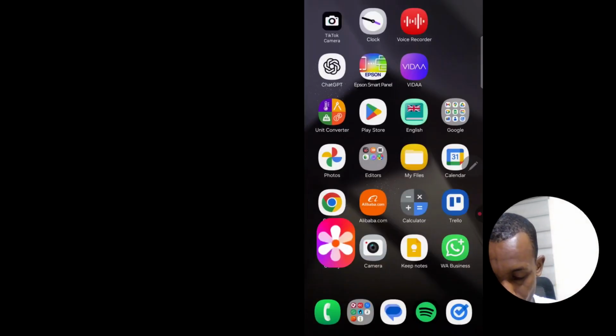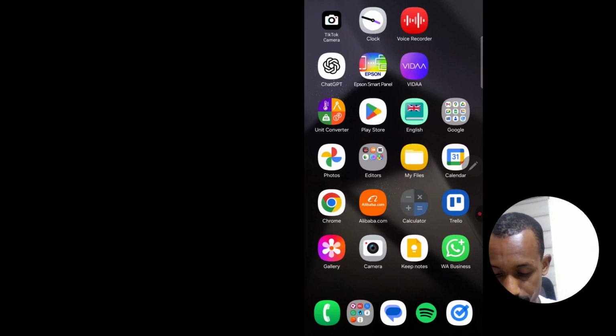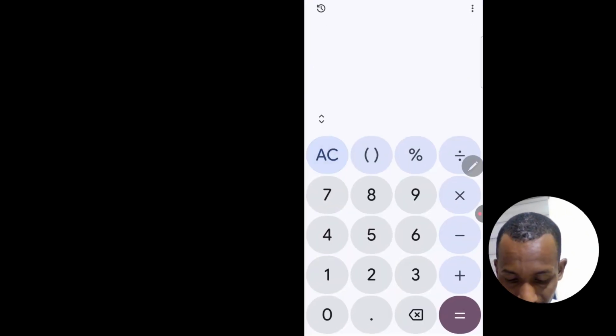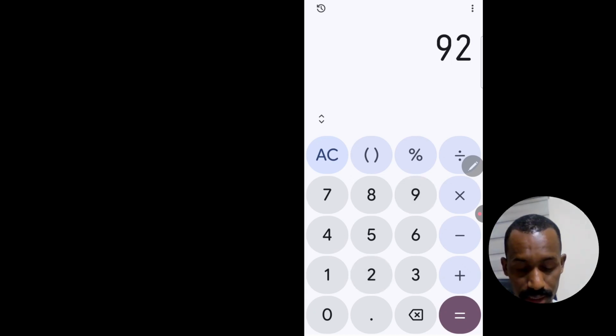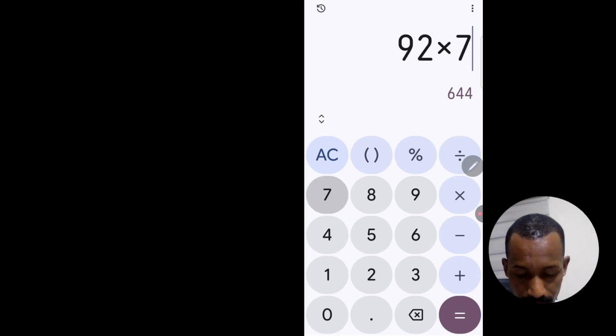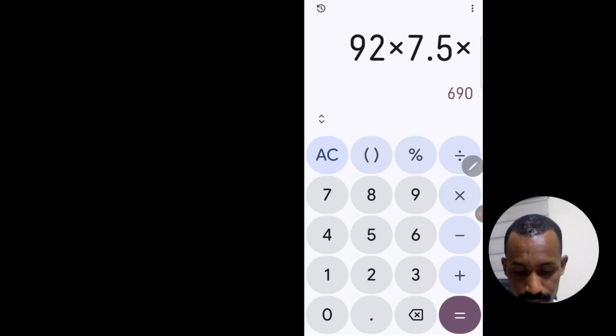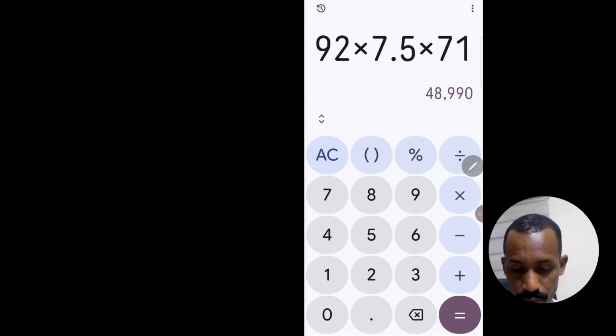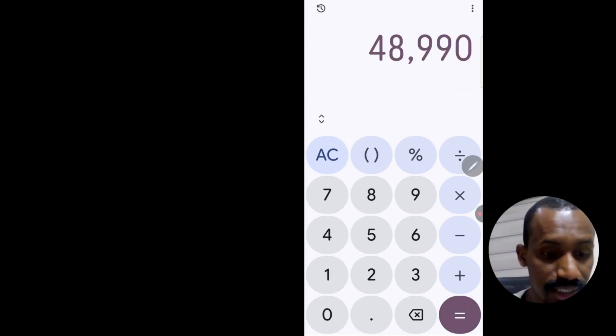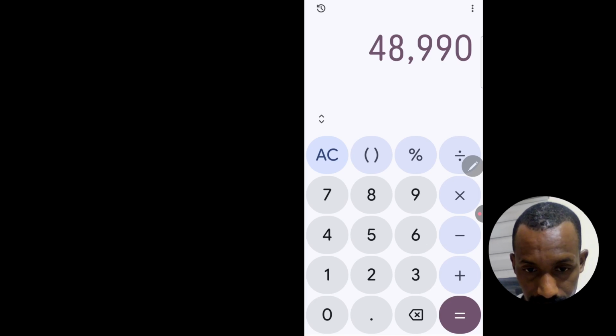So if you use your phone here, all of our phones have calculators. If you press the calculator here, you are going to know the volume is in centimeters. All right, so 92 centimeters by 7.5 by 71. So this is each carton.